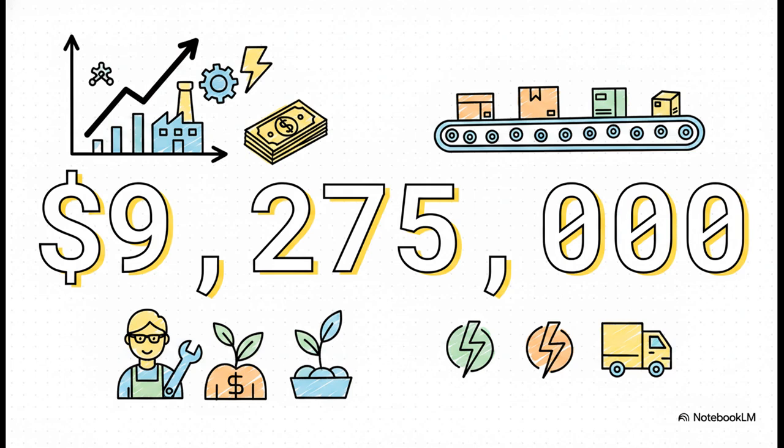$9,275,000. How'd we get there? We take the direct materials of $6 million, we add the direct labor, which is $3 million, and actually, side note here, the source explicitly points out that $200,000 of that original $3.2 million labor figure was an indirect contractual mix cost, so we're keeping that separate. Then we add the electricity at $250,000 and the delivery expenses of $25,000. All of these scale directly with output, maintaining a totally constant cost per unit.